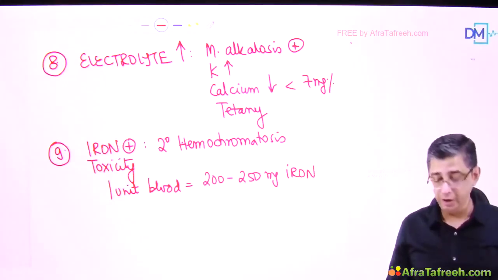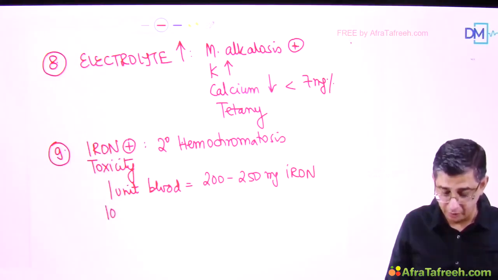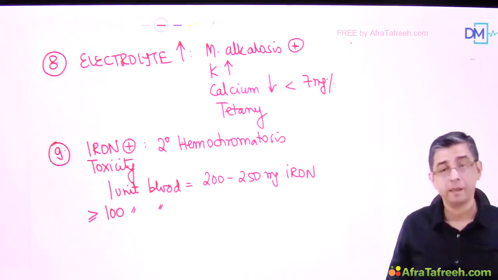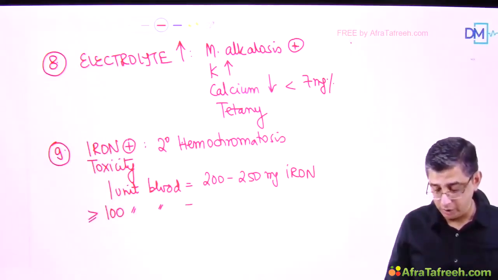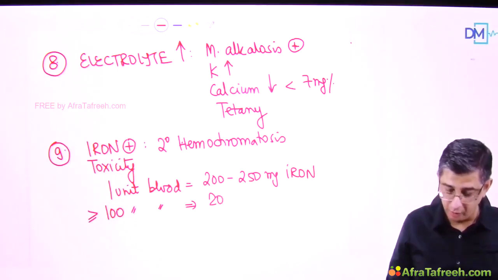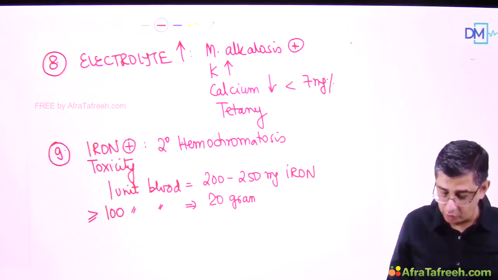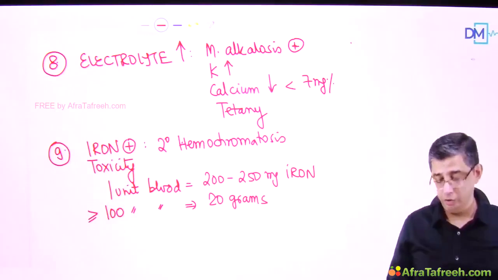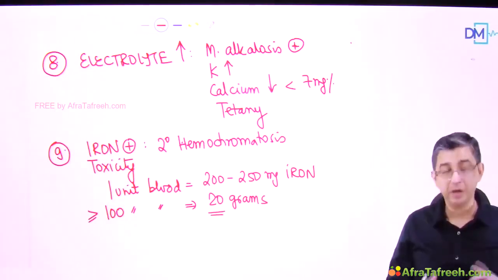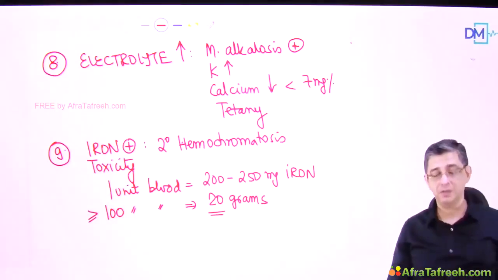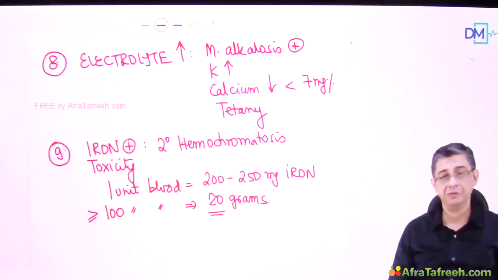Usually features of secondary hemochromatosis will develop when a person has received at least 100 units of blood. Post 100 units of blood, the load of iron in the body will reach up to a huge 20 grams. Due to this excessive amount of iron in the body, this is what Harrison says. He says, for hemochromatosis manifestations to occur, usually you need 100 units of blood.